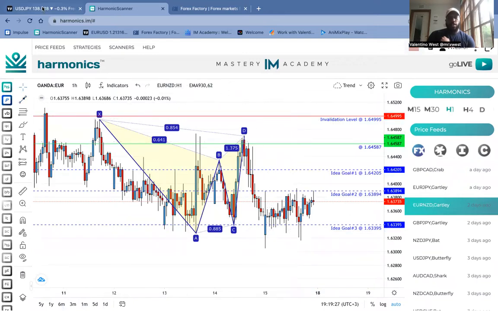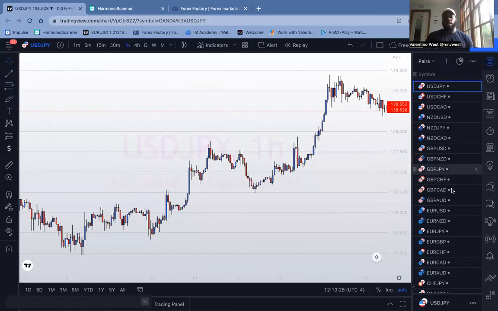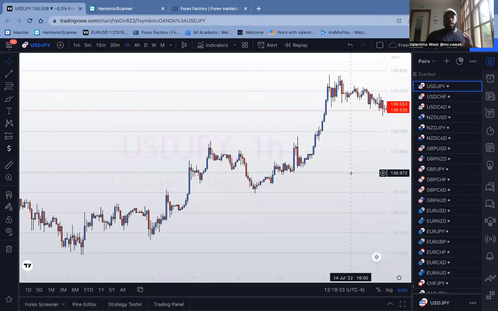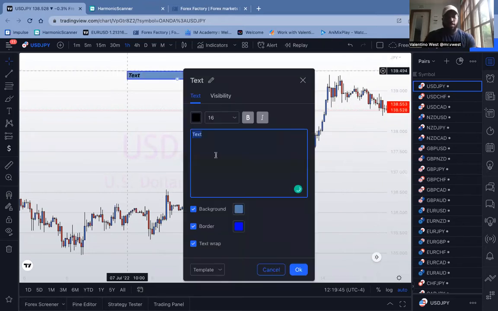So the first thing is we want to make sure, is the market trending with, is the trend correlating to what the scanner is telling us to do? If the scanner is telling us to buy, we want to see the market in an uptrend. Okay.